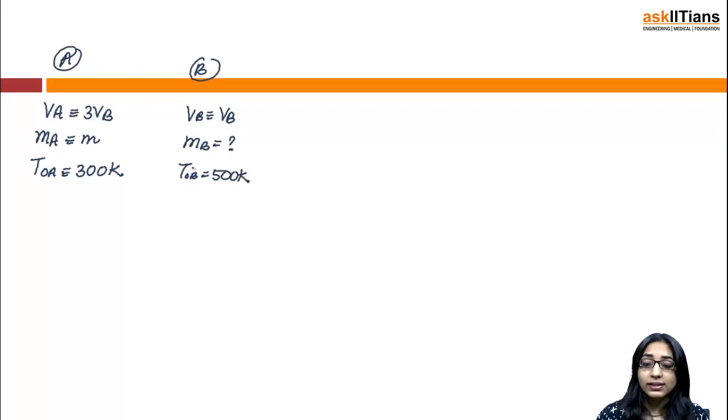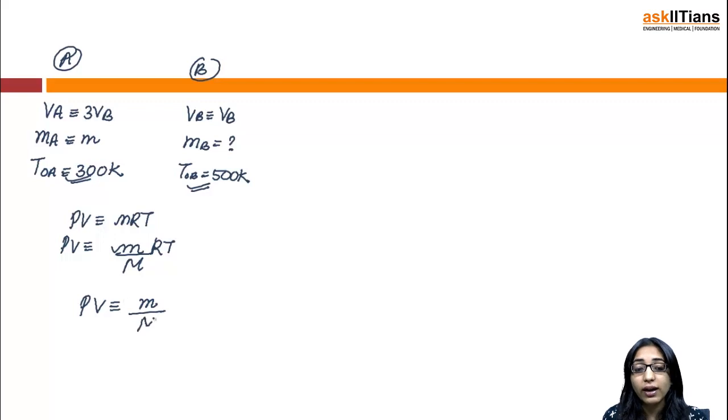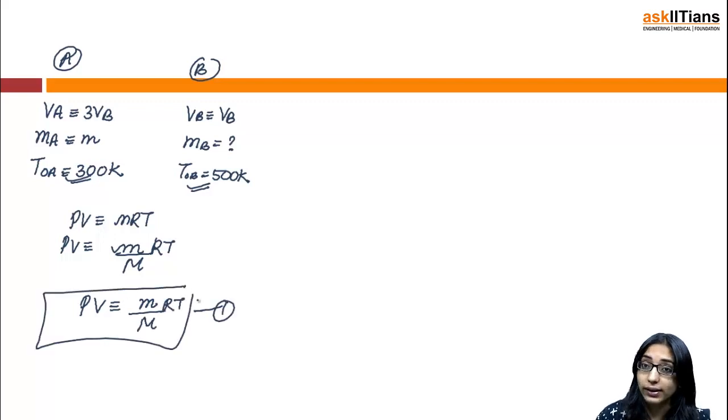Now, since the temperatures are 300 and 500, we can use the ideal gas equation, assuming both gases A and B to be ideal gases. So, we know that PV is nothing but nRT. As per what we studied in the last slide, PV can be written as M by capital M into RT. That means you can finally work out the equation PV is equal to given mass by molar mass into R into T. Let me call it equation number 1.